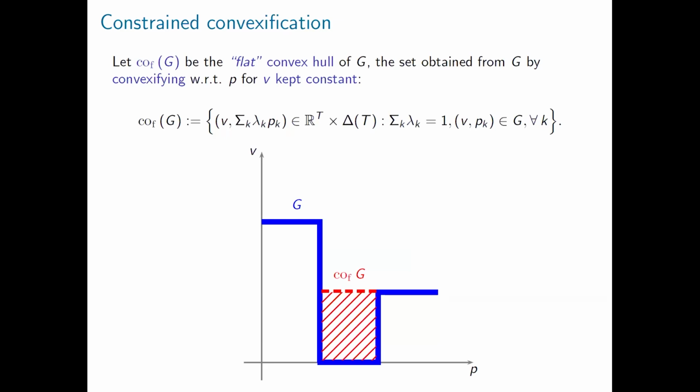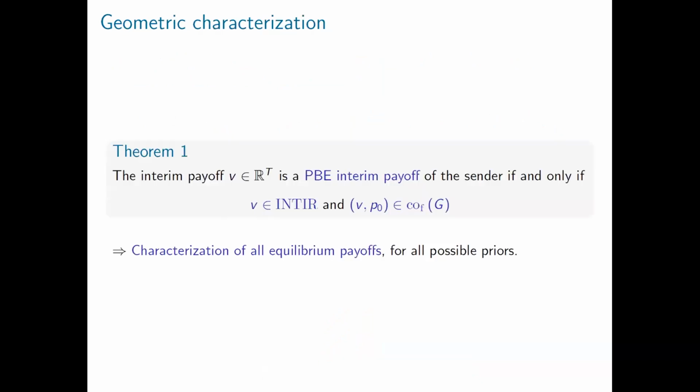And that reflects the fact that we are going to have the convexification due to Bayesian updating, but the incentive compatibility condition of the sender dictates that this must be made with sender payoff constant. This geometric notion gives us the main result. We have a perfect Bayesian equilibrium payoff if and only if it is interim individually rational and the payoff-belief pair belongs to the flat convexification of the set I introduced before.